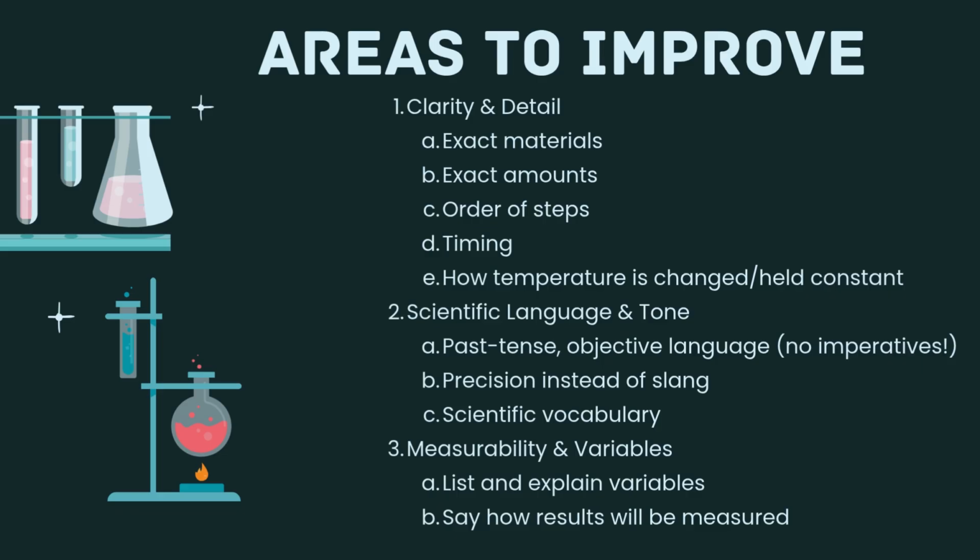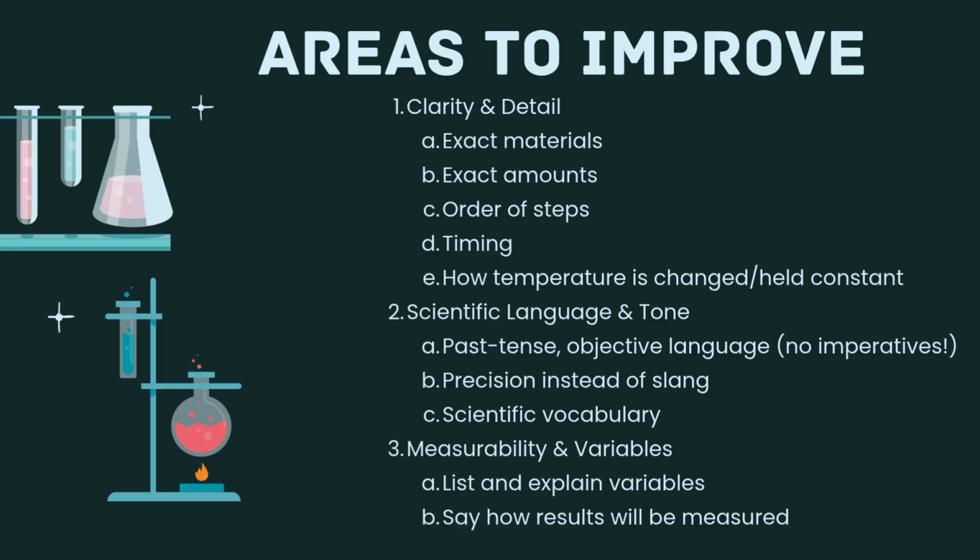So overall, areas to improve are clarity and detail, right? We need to add step-by-step detail so that someone else could repeat the experiment. Right now, our steps are way too vague. So we need to specify the exact materials we're going to use, exact amounts, the order of the steps, the timing, and how temperature is changed or held constant. The goal here is that the procedure needs to be detailed enough that another student could follow it without asking you any questions, that they could just repeat the experiment exactly how you've done it.